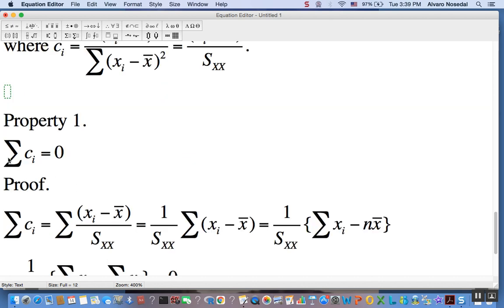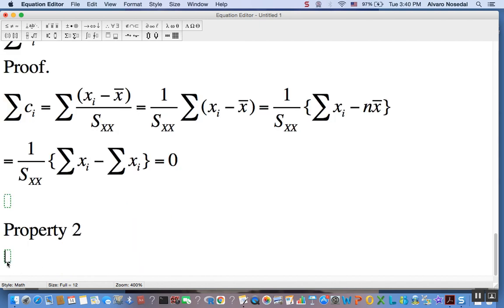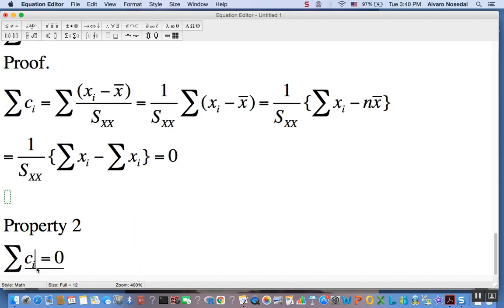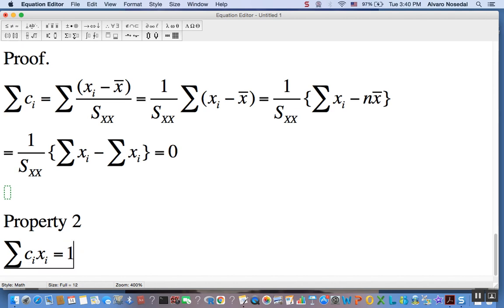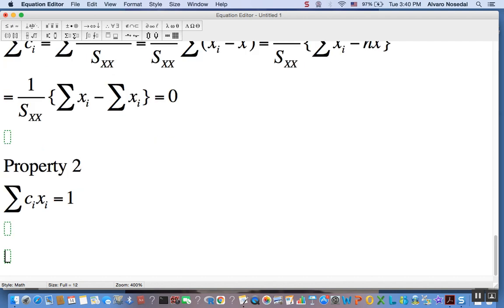Let me try and be lazy here. Sum of ci xi equals 1. Okay? Okay, let's show that. Proof.